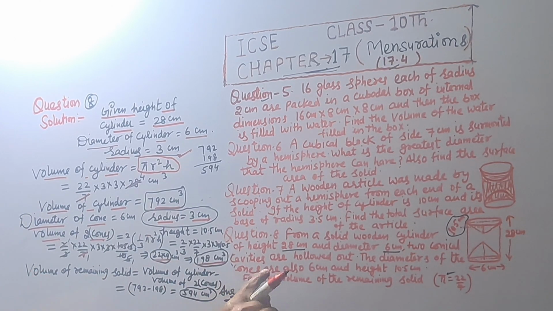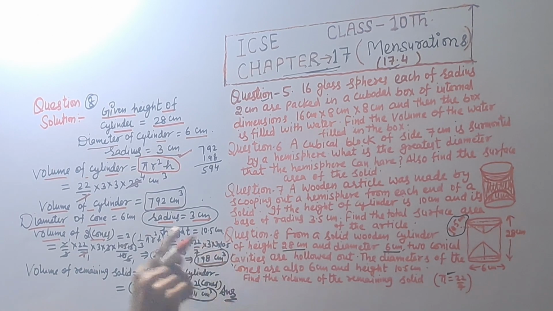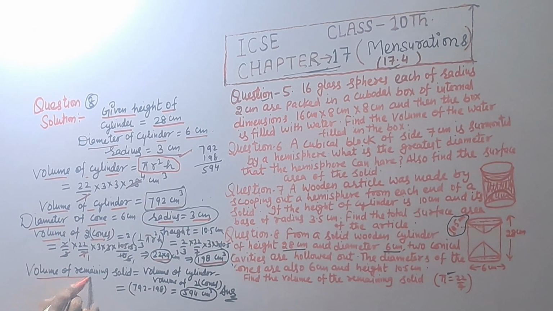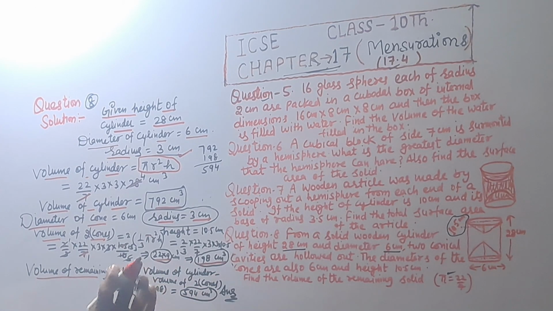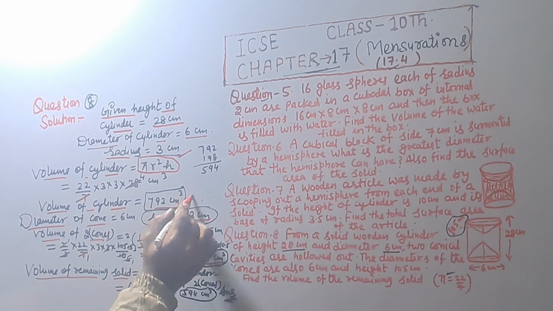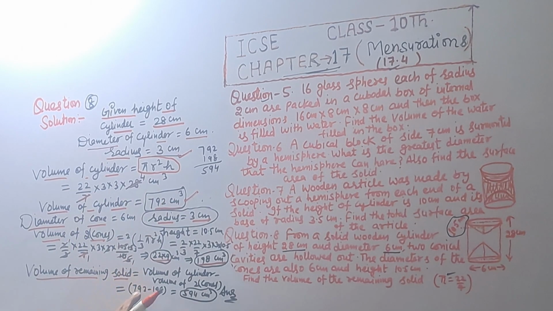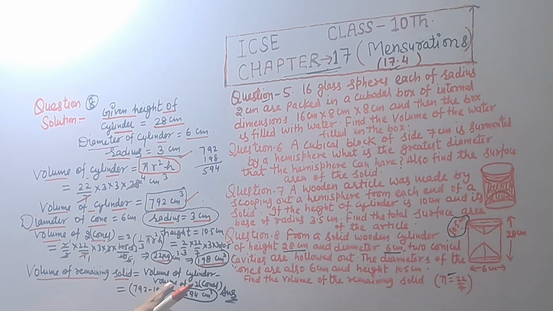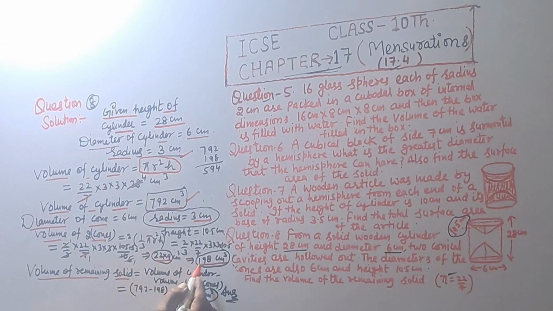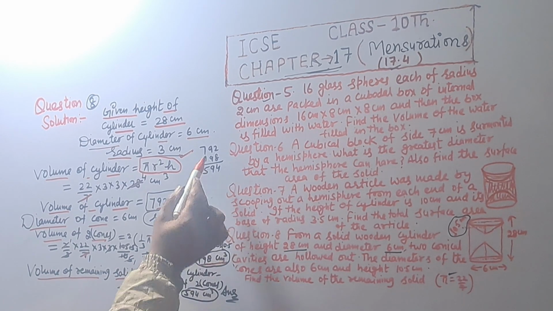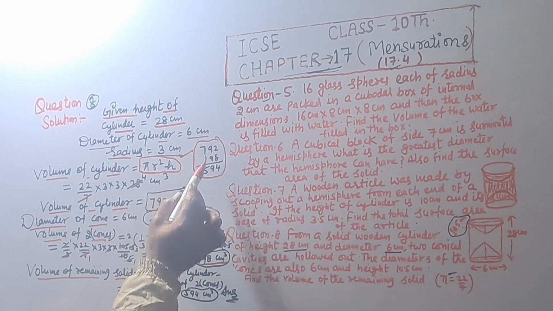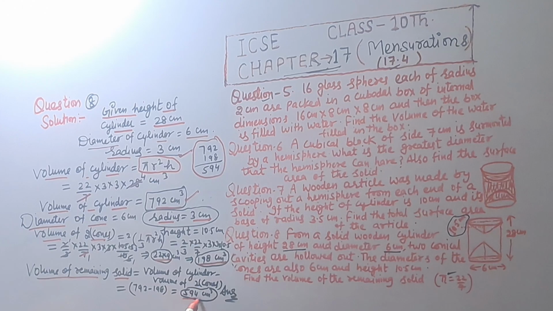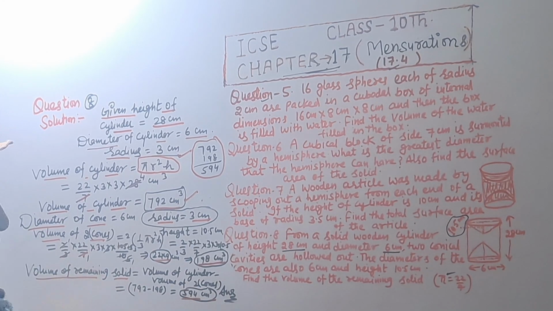And we find the volume of the remaining solid, that is equal to volume of cylinder minus volume of two cones. Volume of cylinder is equal to 792 centimeter cube minus volume of two cones equal to 198 centimeter cube. So 792 minus 198, we get 594 centimeter cube answer. Thank you.